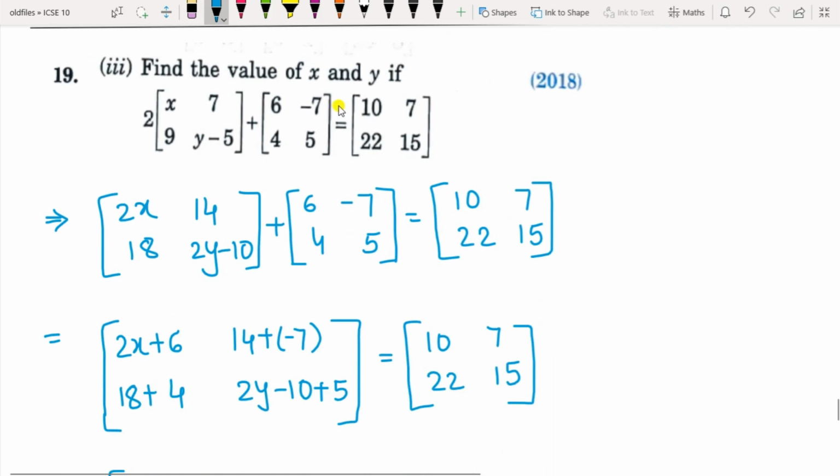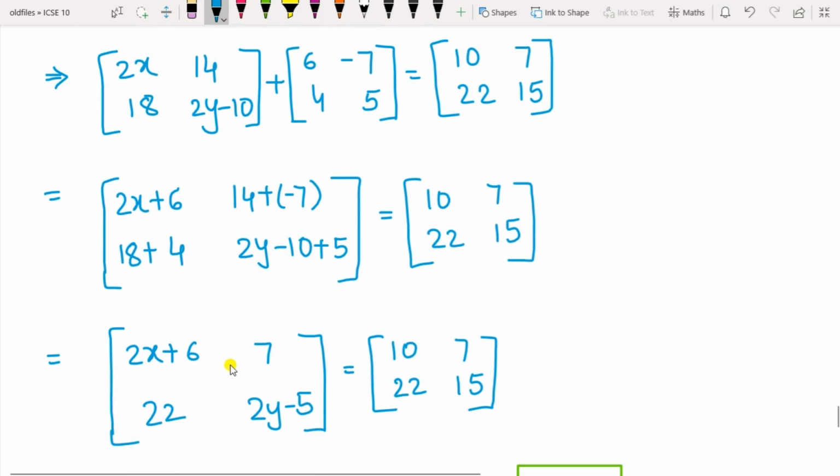Same question here, this was asked in 2018. Find the value of x and y if this is the given equation, 2 into this matrix plus another matrix equal to some other matrix. Multiply 2 inside the bracket, and you will get 2x, 14, 18 and 2y minus 10 as the elements. Add this with 6, minus 7, 4 and 5. So you will get 2x plus 6, 22, 7 and 2y minus 10 equal to 10, 22, 7 and 15. So equate the elements which have variables.